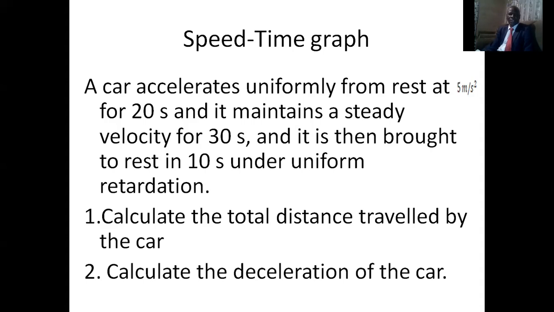It reads as follows: a car accelerates uniformly from rest at 5 meters per square seconds for 20 seconds, and it maintains a steady velocity for 30 seconds, and it is then brought to rest in 10 seconds under uniform retardation. Number 1, calculate the total distance traveled by the car. Number 2, calculate the deceleration of the car.